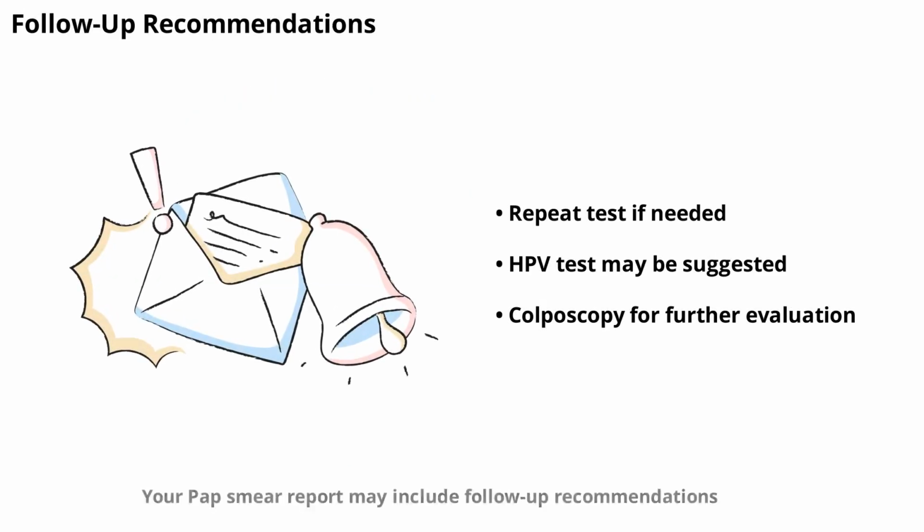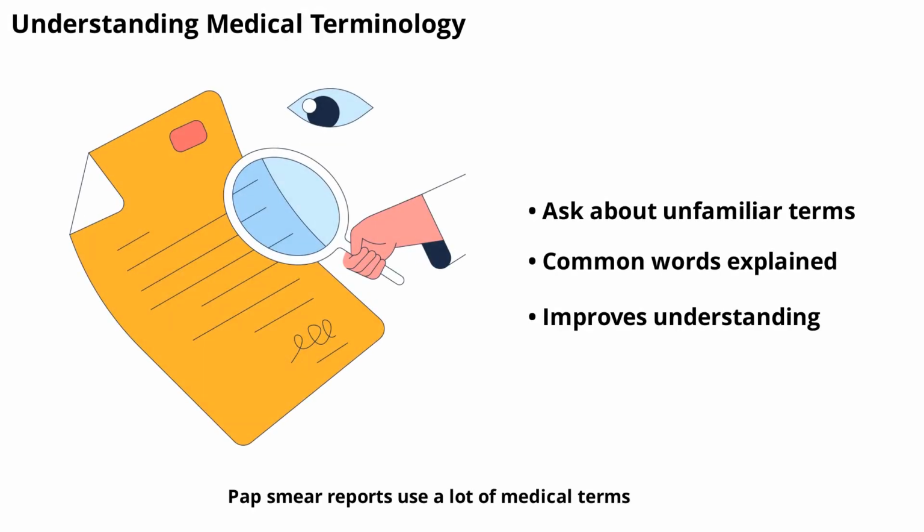Your pap smear report may include follow-up recommendations, such as repeating the test in a year, getting an HPV test, or scheduling a colposcopy. It's important to follow these instructions to ensure your health is monitored and any changes are addressed promptly. Pap smear reports use a lot of medical terms.